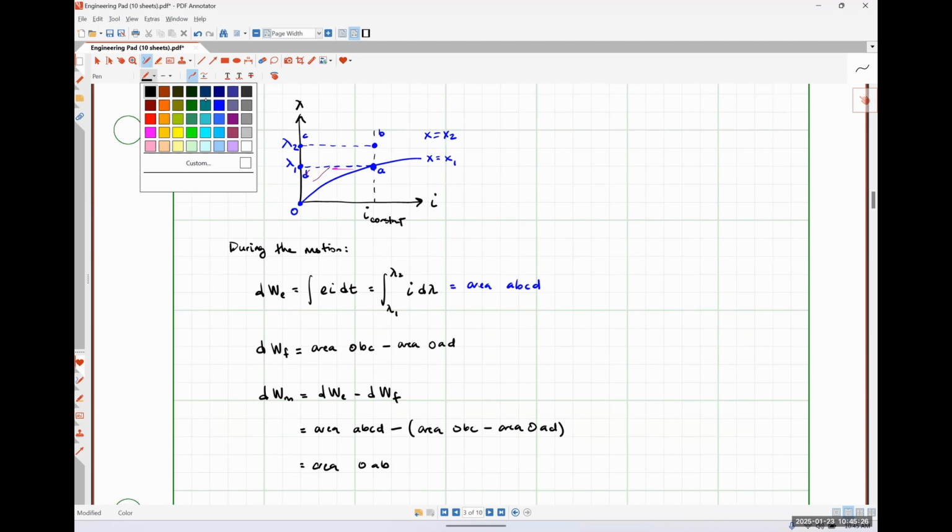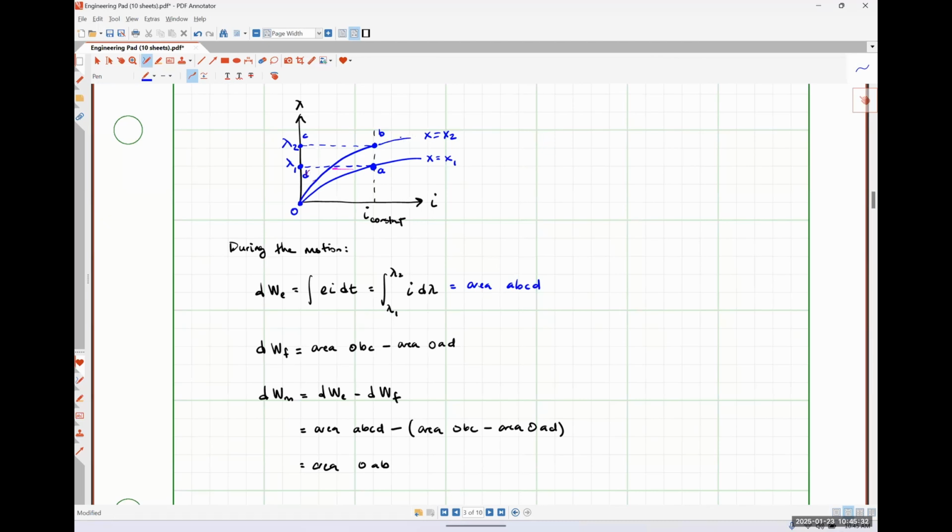I accidentally erased my second curve. Let me put it back here. So essentially, our mechanical energy, I'll do it in green, is this bit right here. And that simply represents an increase in the co-energy of the system, right? Where the co-energy is measured as the area below the curve, right?